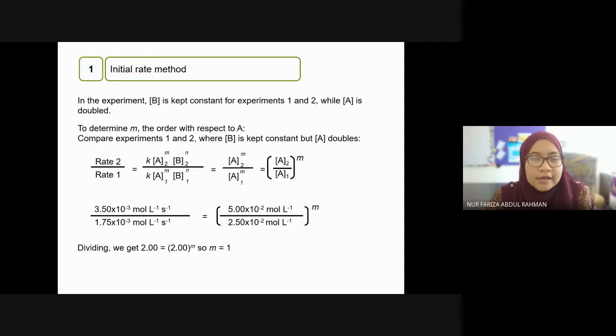Okay, alright, so to put on paper, okay, in the experiment, B is kept constant for experiment 1 and 2. Okay, you may choose nak buat A dulu ke, nak buat B dulu ke, tak kisah, because at the end of the day, you are required to write the rate law. Last kali nanti, kena buat balik rate law yang dah ada value of order tu. Okay, alright, so remember, buat balik. The rate is equal to k[A]^m[B]^n.